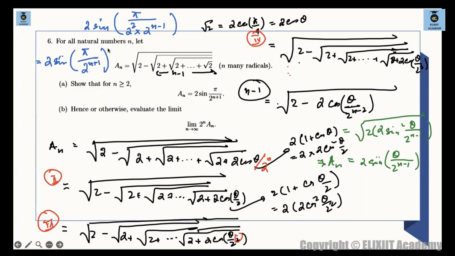This is basically your theta. This is basically your an. That's what they have asked to prove: 2 sine(pi upon 2 raised to the power of n plus 1).